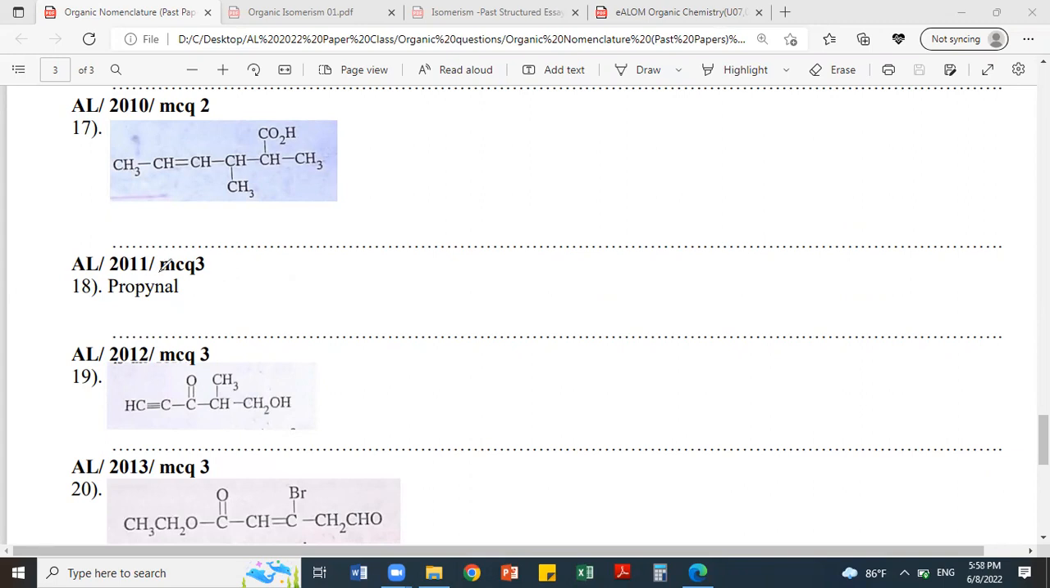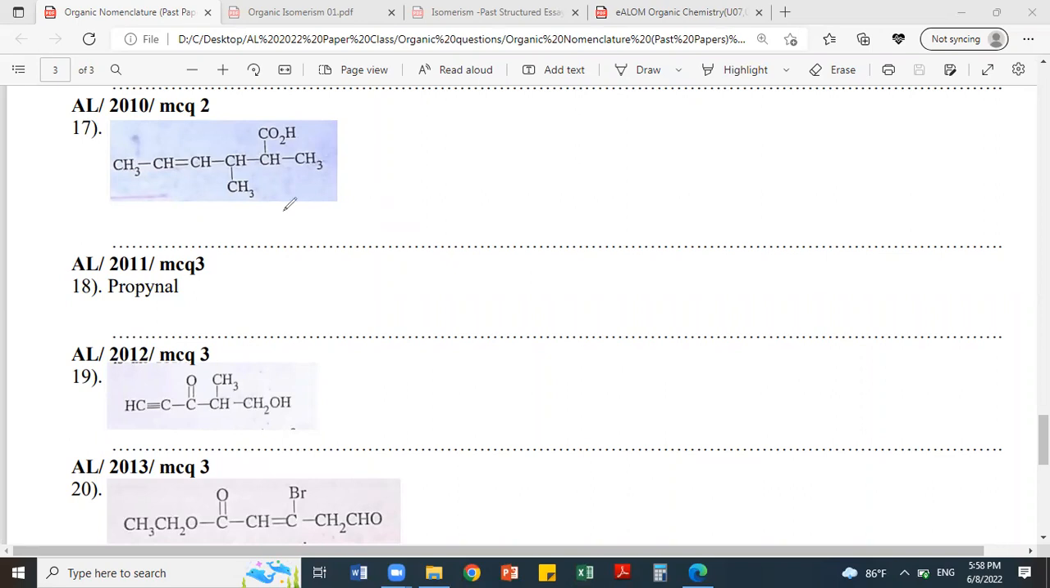Now, 2010 A level, you can see every year they ask a question from this, right? So even in the new syllabus, the last few years also they ask, because whether it's old syllabus or new syllabus, the organic compound won't change, the name is also the same.